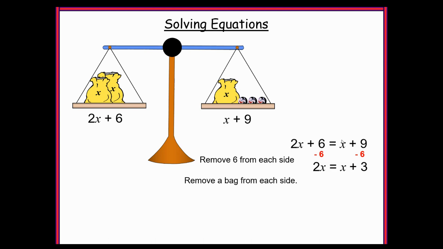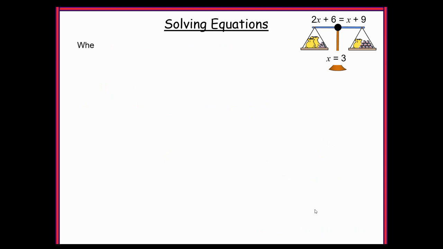Then what do we do? We remove a bag from each side. So if we take an x off of both sides, then we're left with x equals 3. We don't have pictures all the time, so we have to think about how to cope with this. So let's go through. We solved our equation.